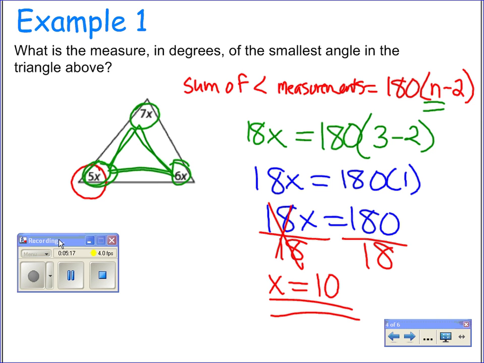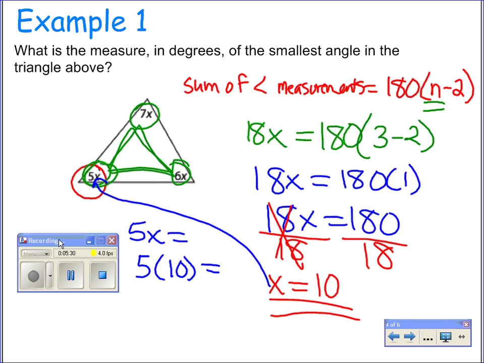So what you'll do is take your x value, go back to the smallest angle, which is 5x. You will substitute the 10 in for x. So we end up with 5 times 10, which is 50 degrees. This is your answer. That represents the smallest angle in the triangle above, and that is the measurement in degrees of the smallest angle. So again, your answer is 50 degrees for this problem.